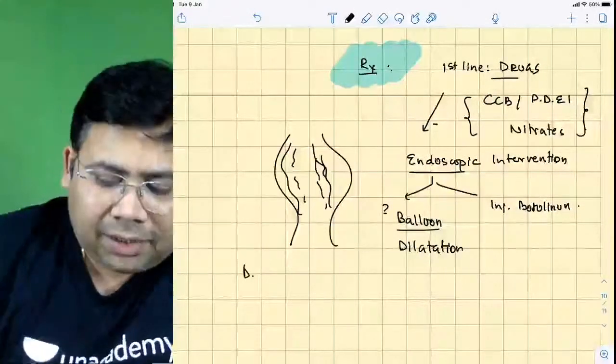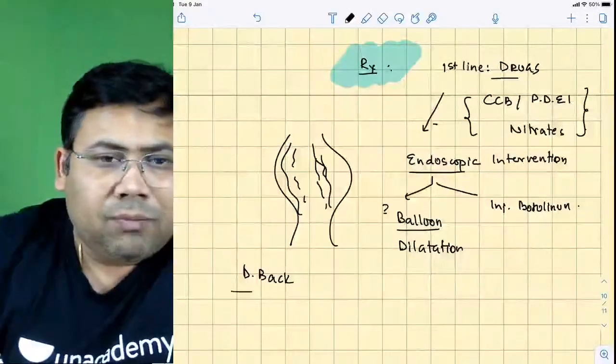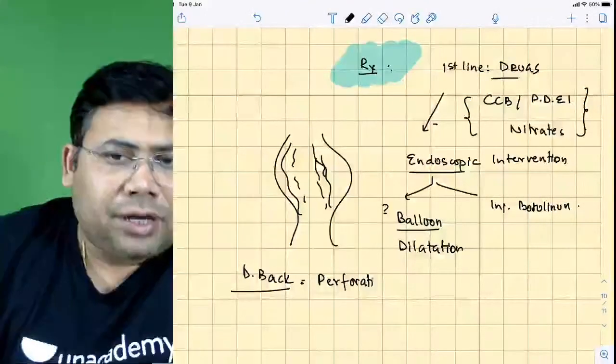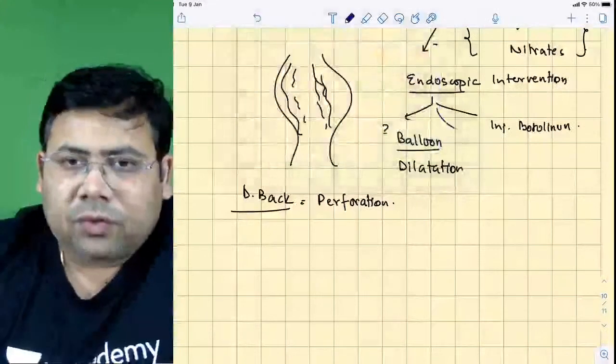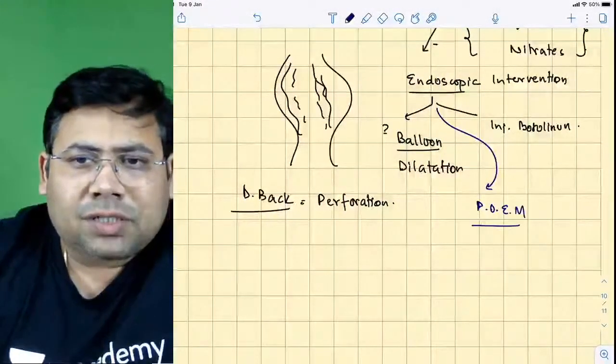But the biggest drawback is, can you tell me the biggest drawback of balloon dilatation? Answer is perforation. Yes. Nowadays you have one more endoscopic intervention, that is POEM. So we have POEM. What is this POEM?